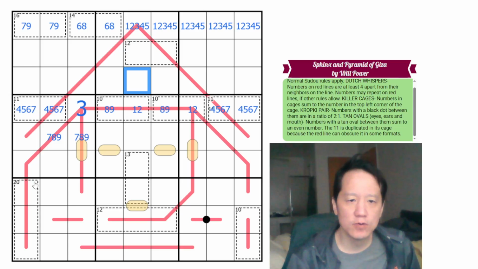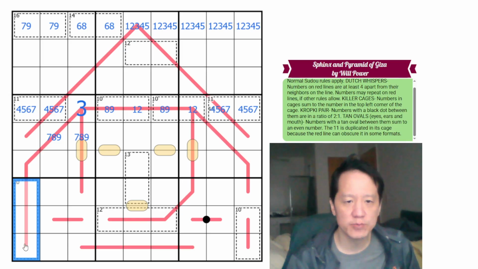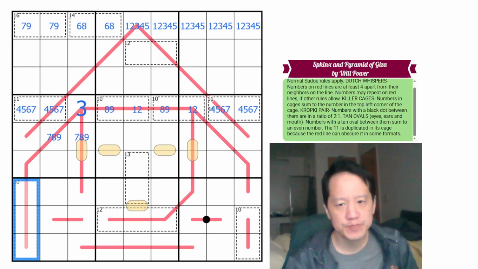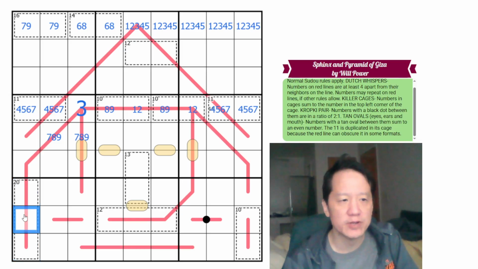Let's go looking at this cage on this line. What are the possibilities for the sets of this? It could be 3, 8, and 9. And the 3 would have to be the middle because it would have to be 4 away from the rest of the cells. So this could be 3, 8, and 9.